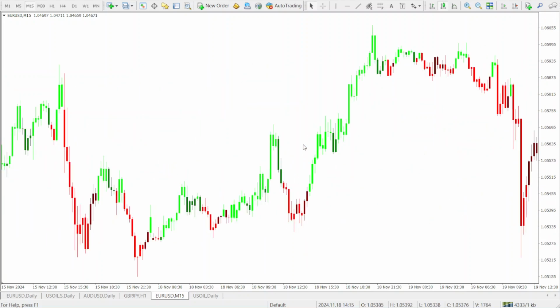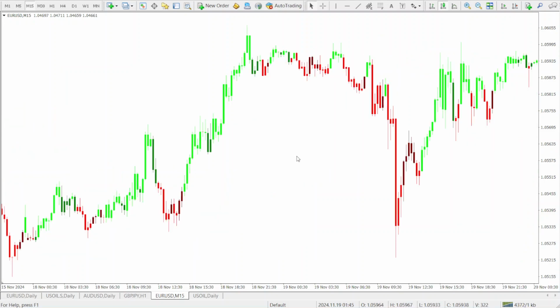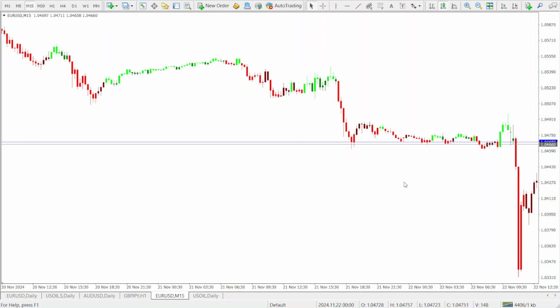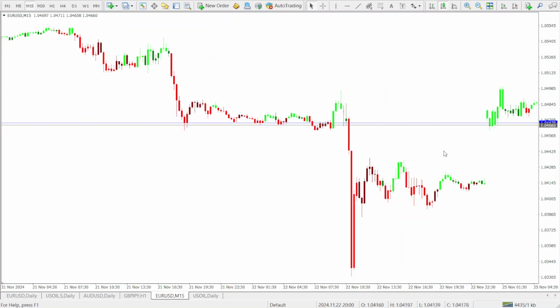And then the dark green shows that the bullish trend is getting weak. It's indicated by the dark green. Now, in the case of a sell trend, the red color shows a strong bearish trend. As we can see, a strong bearish trend is indicated by the red color. Then the maroon color shows that the bearish trend is losing strength, as we can see here, here, here.